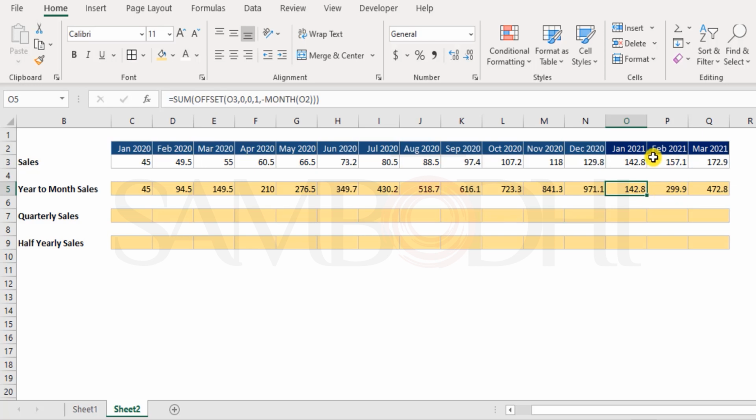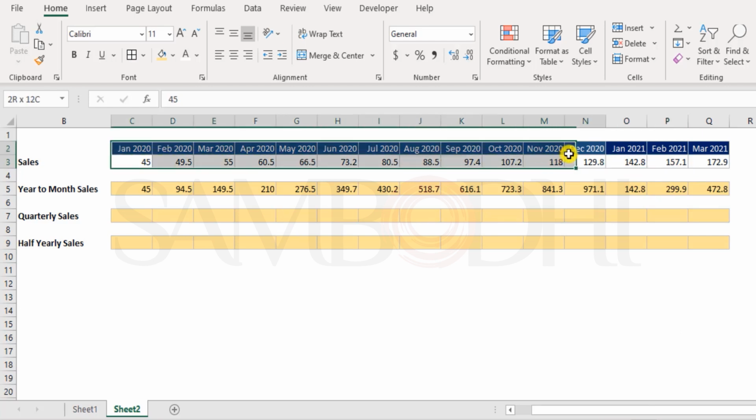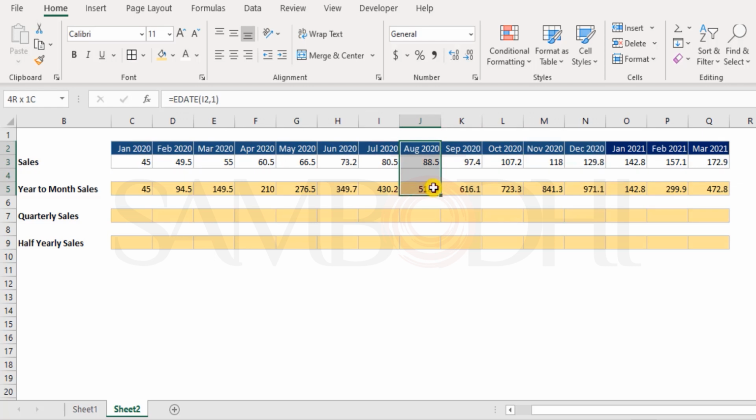142.8. And then again the count increases. It keeps on accumulating. So we have got year to month figures over here. If you are talking about the month of August 2020, till this month, the total sales was 518.7, and that's what we have here. If you are sitting in the month of January, that's the first month of the year, so it's only for that month that you get the figures. And it keeps on adding or accumulating for subsequent months.